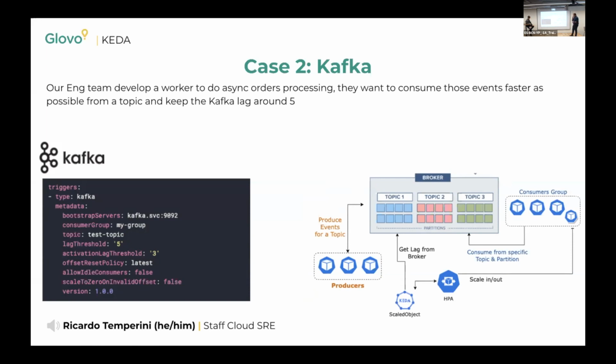Something to highlight is that Keda also understands the number of partitions that you have for different topics. So it's not scaling up more than the current partitions that you have. That is if you set allow idle consumers to false, so you don't have workloads that are not connected to a partition because there is no partition available. This is important because you don't want to waste money on workloads that cannot be connected to a specific partition, right?